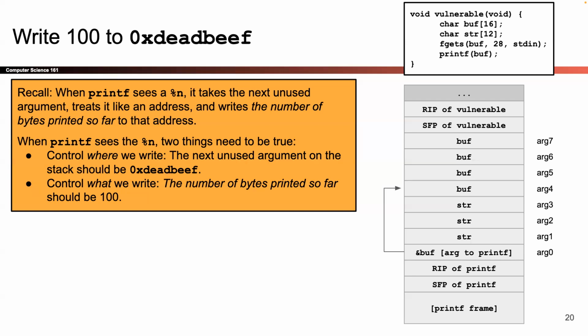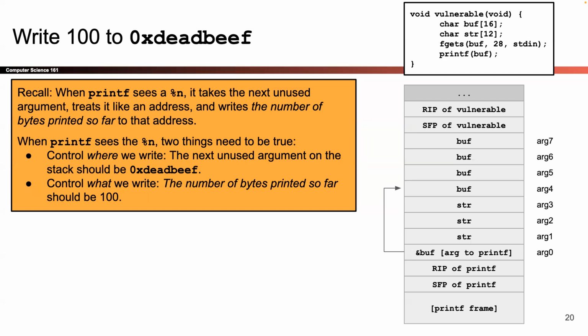The second thing that has to be true at the same time, which is what makes printf vulnerabilities so tricky, is you also have to make sure that it writes the correct value. How does printf know what value to write? It checks the number of bytes you've outputted so far. So at the time the %n has occurred, the number of bytes you've printed so far had better be 100, because if it's 100, that's going to cause printf to write the number 100.